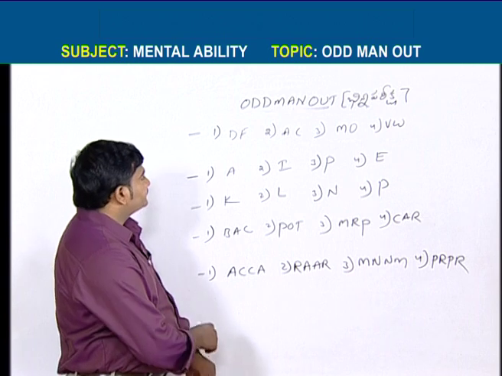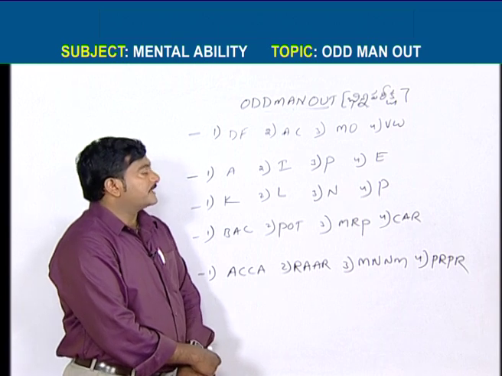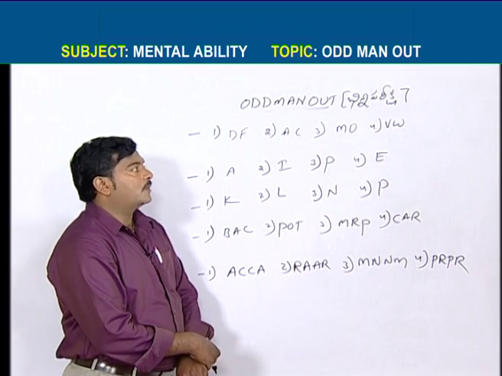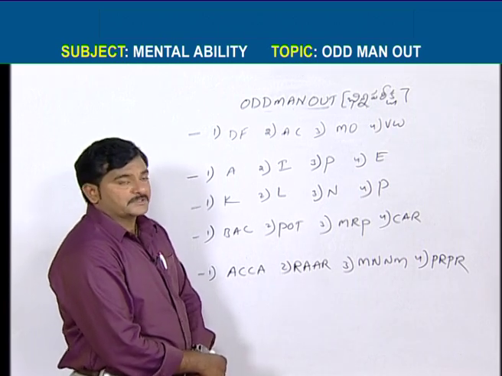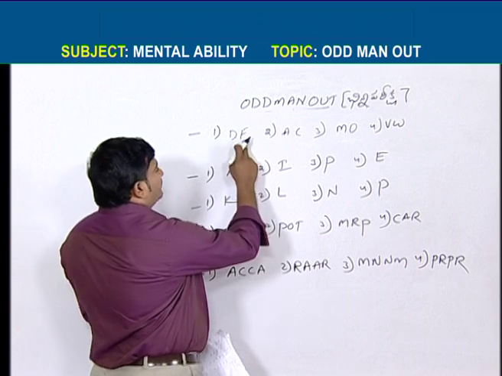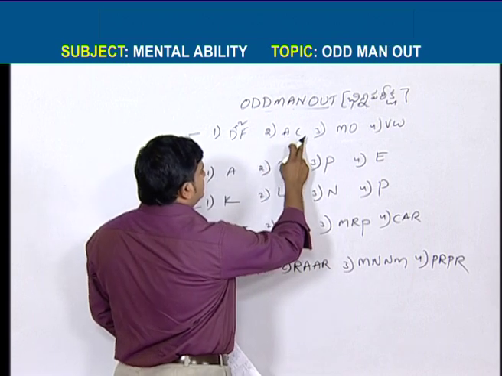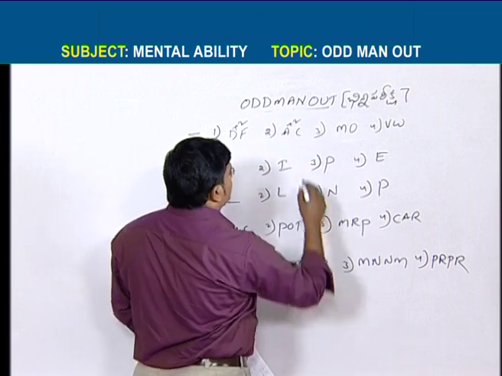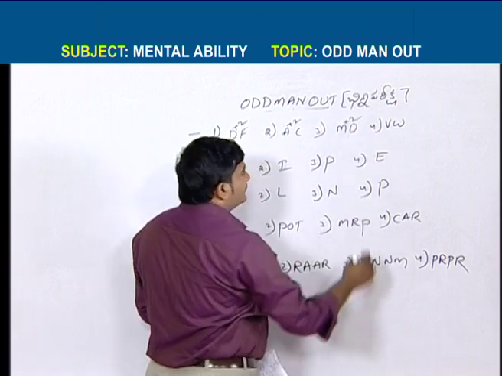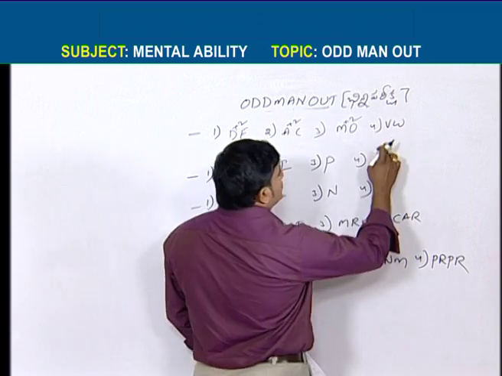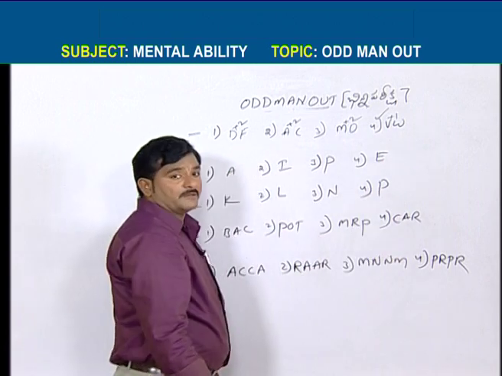See, observe first question. DF, first option. Second option AC. Third option MO. Fourth option VW. What you observed, D means 4, F means 6. Difference how much there? Plus 2 is there. A means 1, C means 3. Difference how much there? Plus 2 is there. M means 13, O means 15. Difference how much there? Plus 2 is there. So V means 22, W means 21. Difference how much there? Only 1 is there.